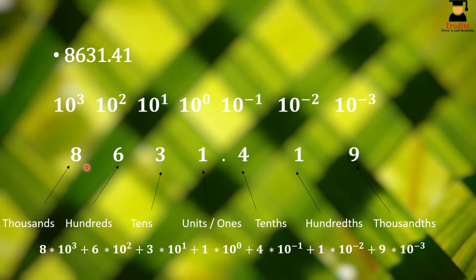So my number can be expressed as 8 into 10 raised to 3 plus 6 into 10 raised to 2 plus 3 into 10 raised to 1 plus 1 into 10 raised to 0 plus 4 into 10 raised to minus 1. 10 raised to minus 1 is nothing but 1 by 10, plus 1 into 10 raised to minus 2 plus 9 into 10 raised to minus 3. So that is how we are going to express this particular 6-digit number over here in the powers of 10, and I hope you guys have understood.